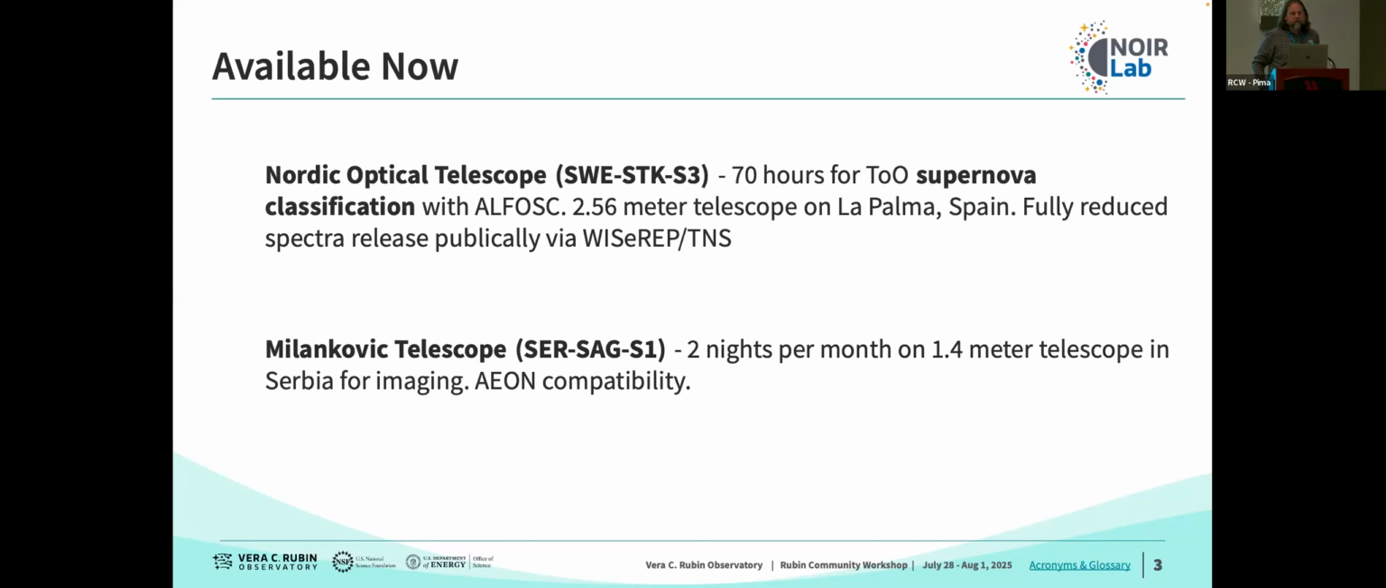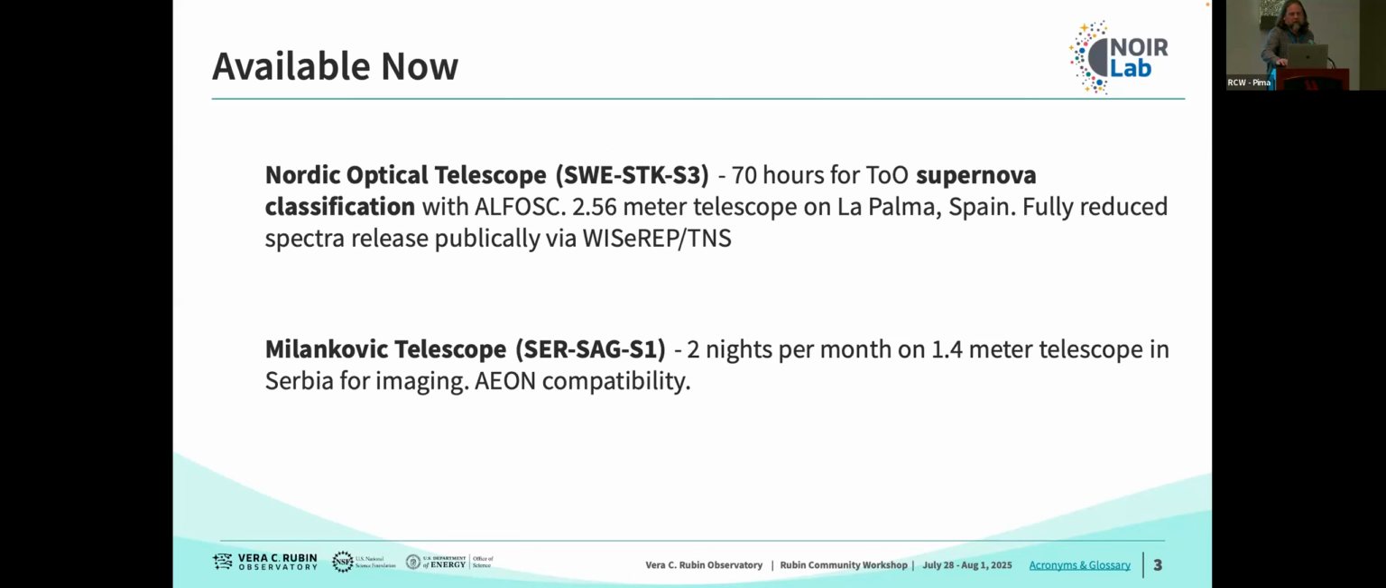What's available now? There is some time available at the Nordic Optical Telescope, about 70 hours per semester, strictly for supernova classification. This is kind of an oddball. Programs are allowed to use this. They classify them and then the results are made public onto WISE-REP TNS, usually within 24 to 48 hours. This has been running pretty well, and we had our first in-kind facility paper submitted based on time on that telescope.